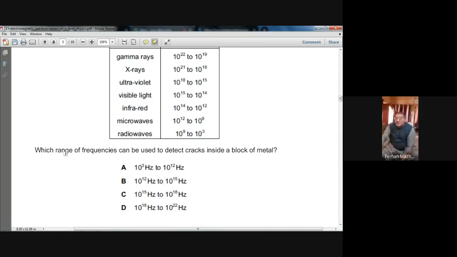Yeah. So D is the option. D looks the right option. 18 to 22. Yeah, that. So D is the right option.